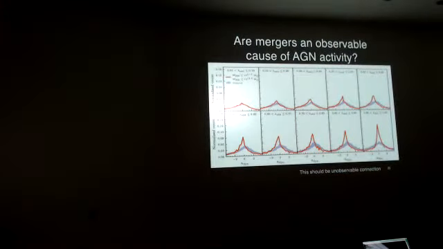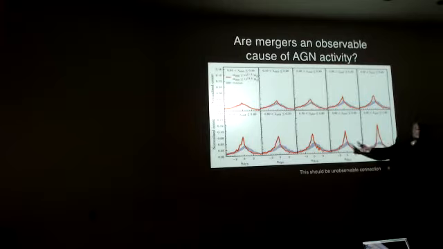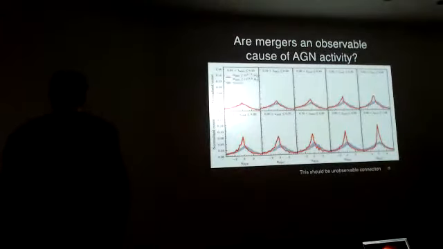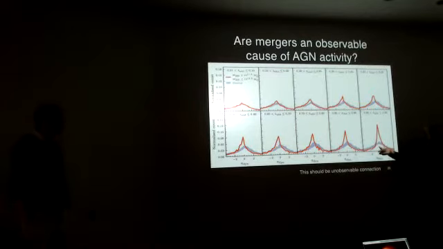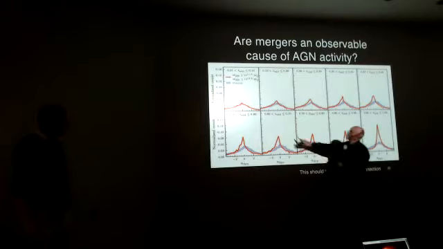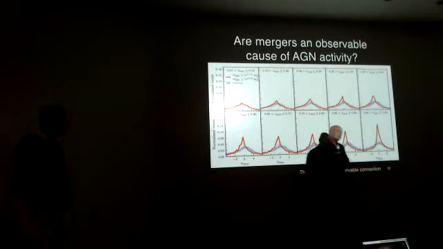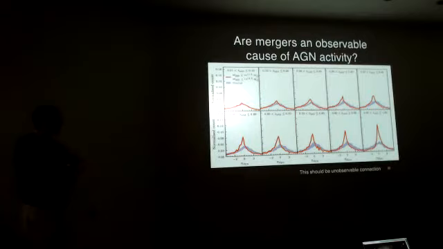And finally, you can ask, well, if I go find and select a sample of galaxies observationally, should I find a connection between their activity and the mergers? And the answer is, if the Eddington rate is high, yes. If the Eddington rate is low, the enhancement is very weak. So this should be observable.